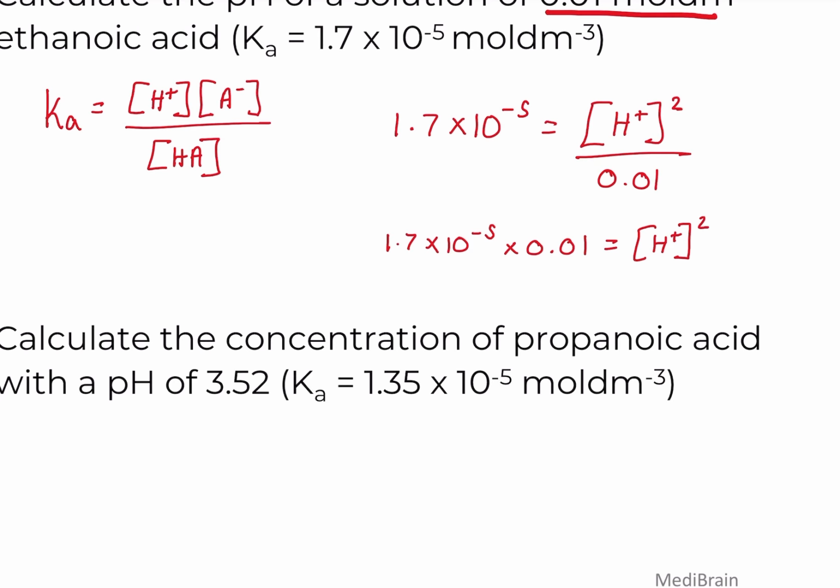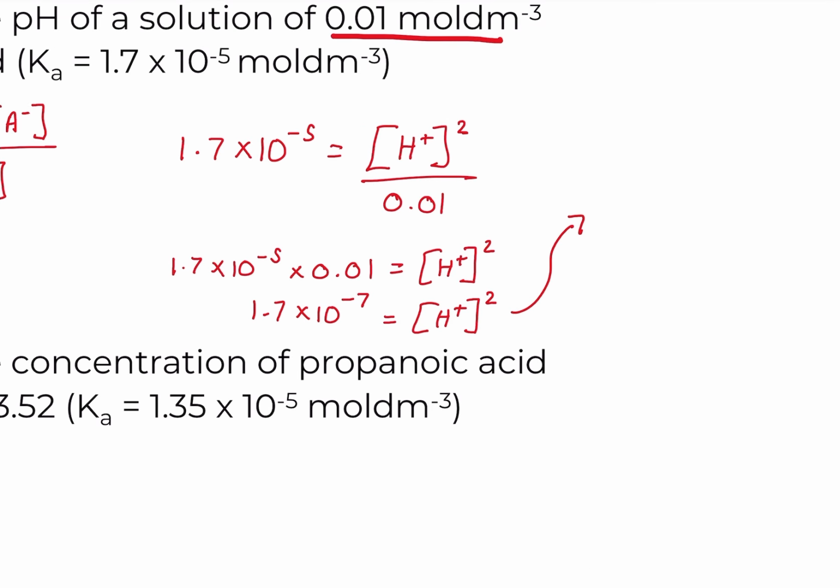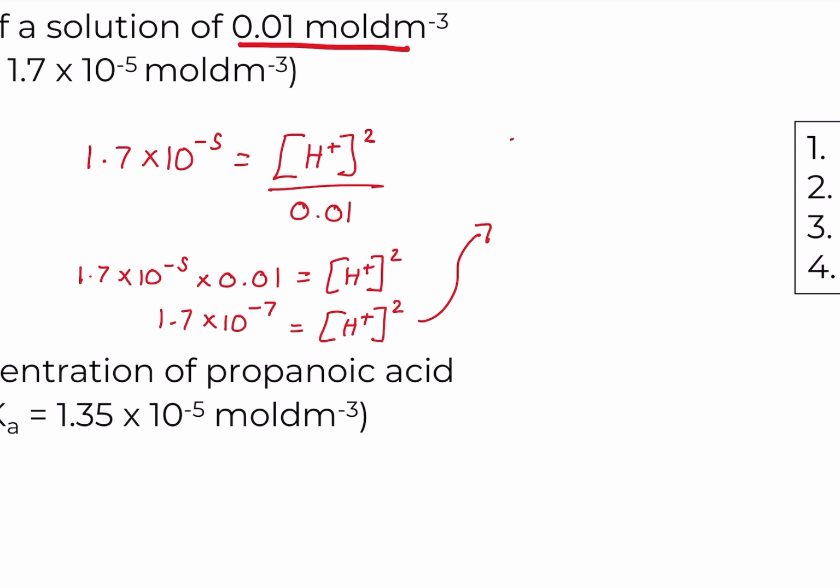Now, if we type this into our calculator, we have 1.7 times 10 to the power of negative 5 multiplied by 0.01. That's going to get us 1.7 times 10 to the power of negative 7, and that's the hydrogen ion concentration squared. And to get the hydrogen ion concentration, we would need to square root. Okay, so H plus concentration is equal to the square root of your answer. Therefore, the hydrogen ion concentration is equal to 4.123 multiplied by 10 to the power of negative 4.